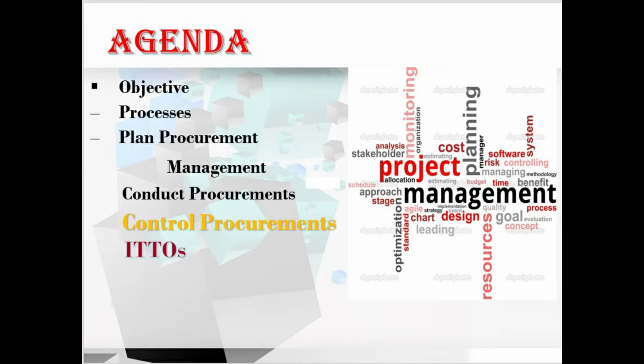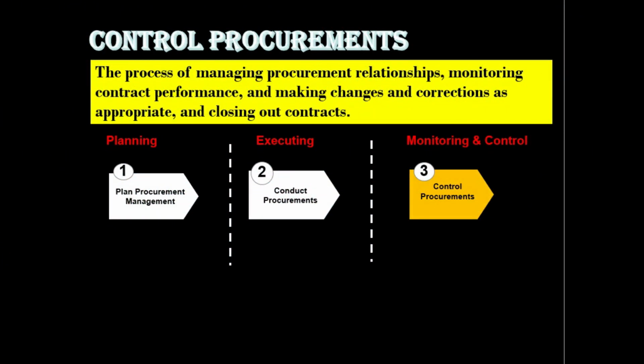Let's start. It is the third process in the Project Procurement Management knowledge area. Control Procurements is the process of managing procurement relationships, monitoring contract performance, making changes and corrections as appropriate, and closing out the contracts. This definition is as per the PMBOK Guide.